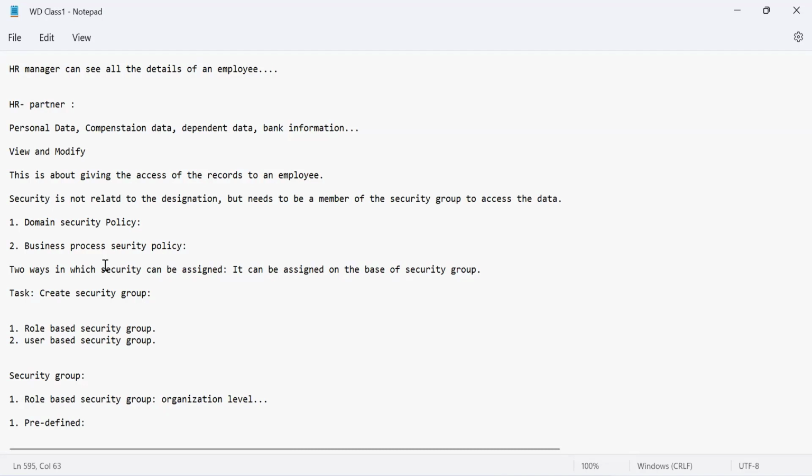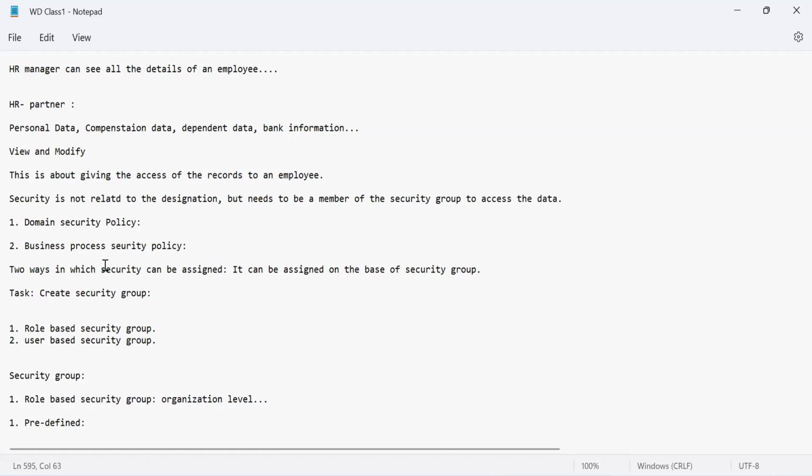So what happens here? Whenever an employee is hired, as per their roles and responsibility, a role is created in the system. Okay. And that role is assigned to that employee, and that role is also assigned to that security group. What is that security group where it gets assigned? It is called a role-based security group. Okay, so now this role is assigned to the role-based security group.